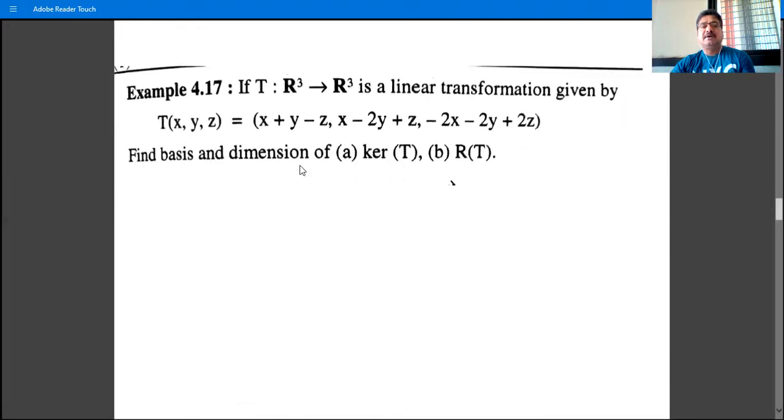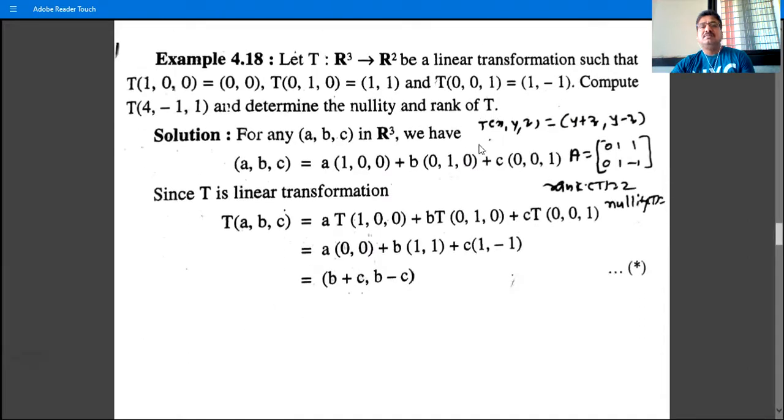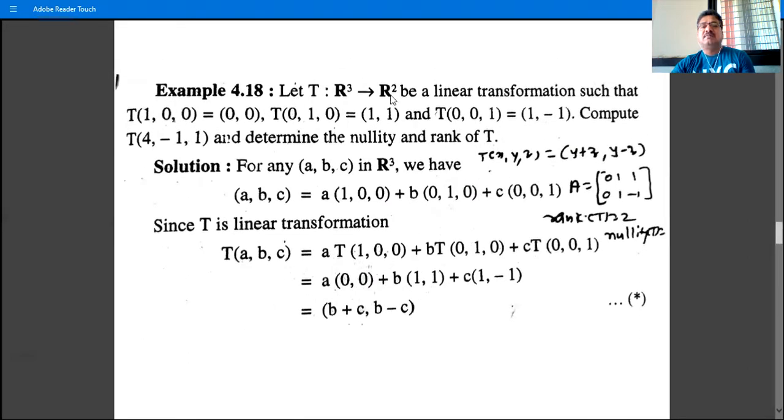Similarly, find the basis and dimension of the kernel of T and the range of T. So what is the kernel of T and what is the range of T? We know that. First find the standard matrix and then find the basis and dimension of the kernel of T and the range of T.